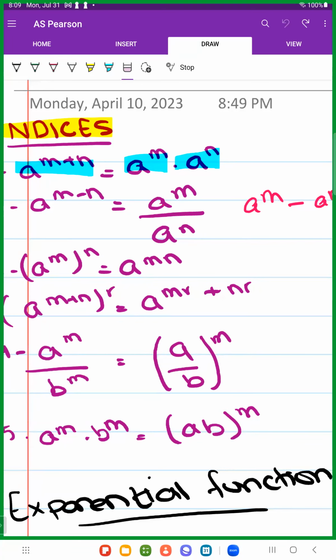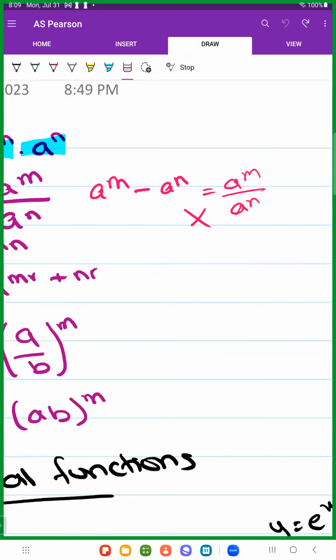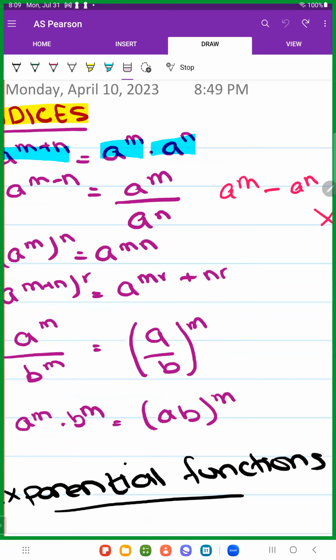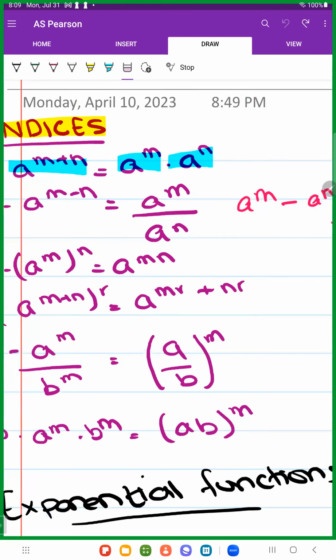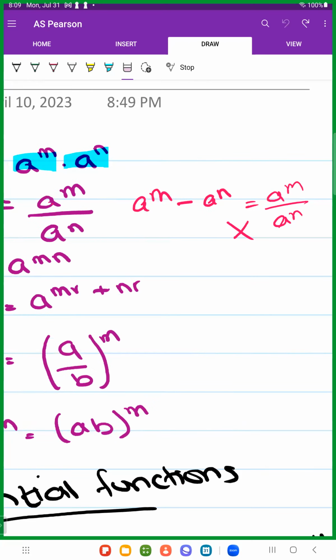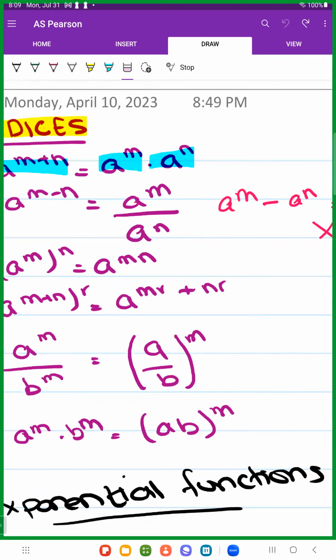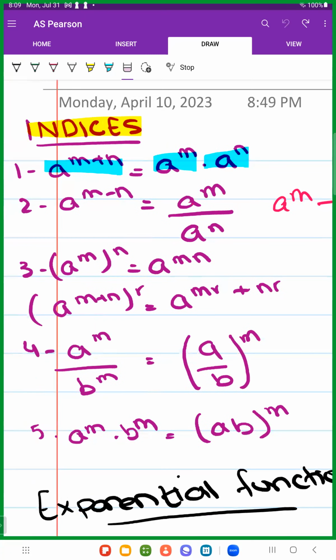But this is not equal to a^m minus a^n. This is not equal to this. Why? Because over here the minus sign is not in the power. The minus sign has to be in the power for it to be divided. Then we have a^m, and then there's a whole bracket to the power n. In this case, the powers become multiplied, so it becomes mn.